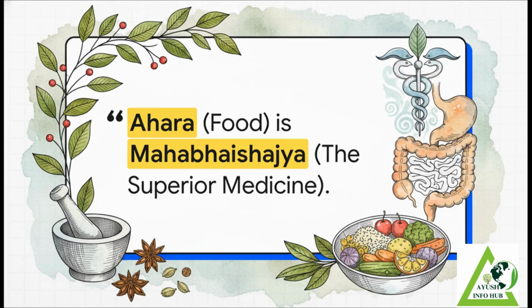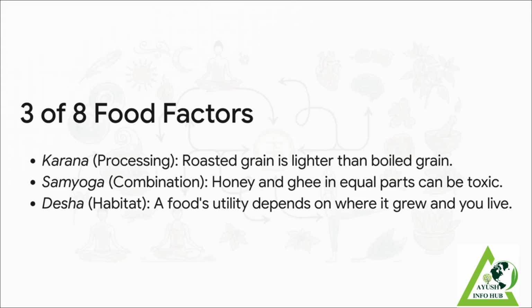And the logic behind it is just so simple and elegant. Your body is a direct product of what you eat. Therefore, it follows that most diseases are, at their root, the result of faulty nutrition. And the way this system thinks about food is so nuanced. It's not just about what you're eating. There are actually 8 different factors, and here are just 3 to give you a taste. How a food is processed, like roasting versus boiling, can totally change its effect. The combination of foods is critical. Some pairings are seen as really unhealthy. And even the habitat, where the food grew compared to where you live, can change how that food affects your body.